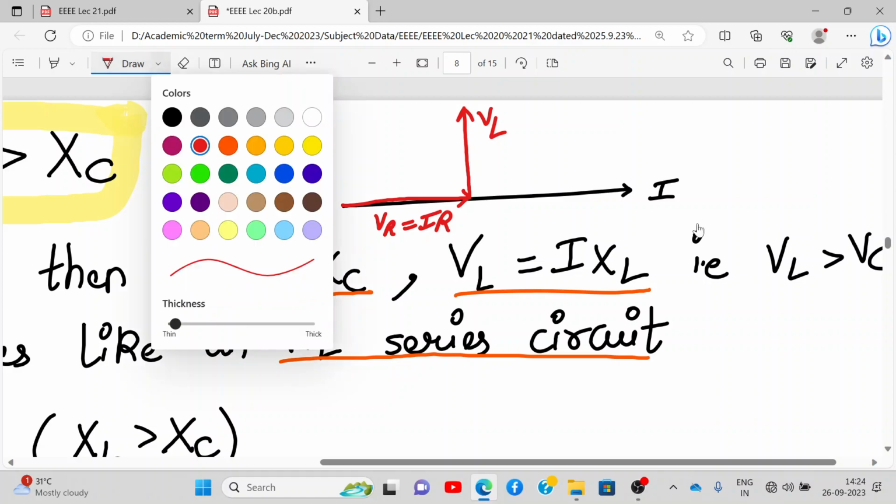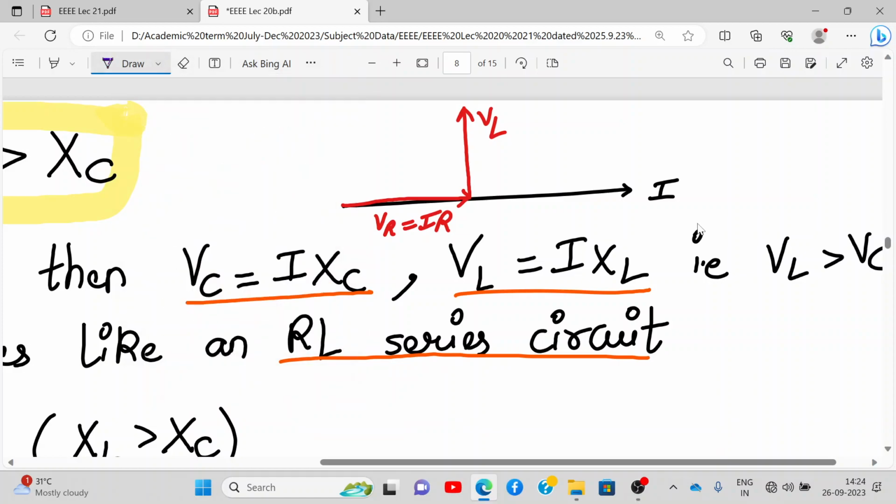And where will be VC? VC will be down. So I have drawn it over here like this. And where will be V? This is V, and this will be phi. And what will be this height? This blue line is VC. So what will be this height? VL minus VC. Got it?